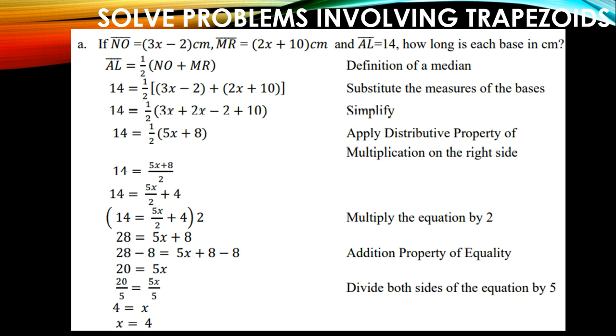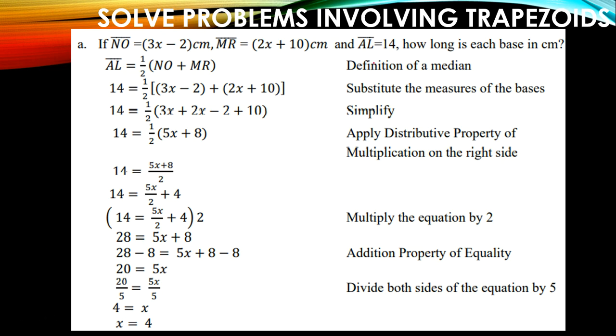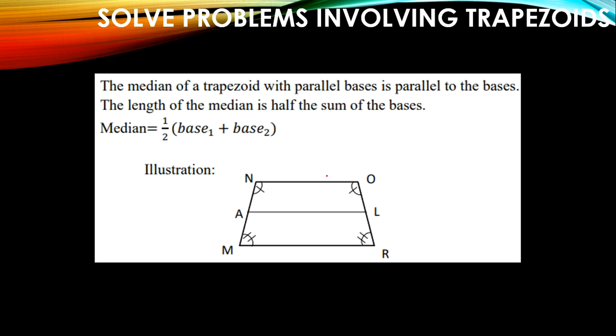Okay, so let's tackle first the first problem. Letter A, if NO equals 3x minus 2 centimeters, MR equals 2x plus 10 centimeters, and AL equals 14, how long is each base in centimeters? So let's go back to the illustration. NO is the upper base, MR the lower base, and AL is the median.